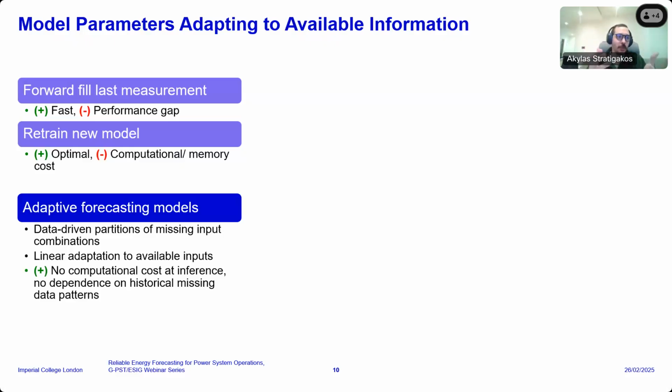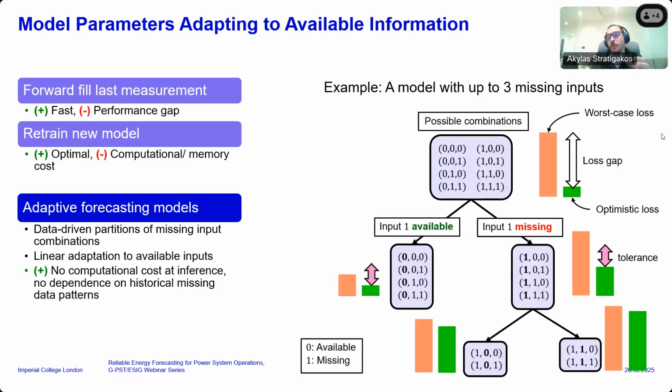So what we are proposing here is what we call adaptive forecasting models. So we train forecasting models as we usually do, but in this case, the model parameters learn to adapt to the availability of input information. And to illustrate this, we have a toy example, let's say, that is useful to guide you through this application. So if we consider a simple forecasting model that has 3 inputs that may be unavailable at some point.